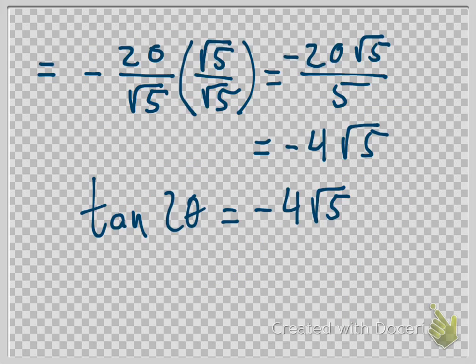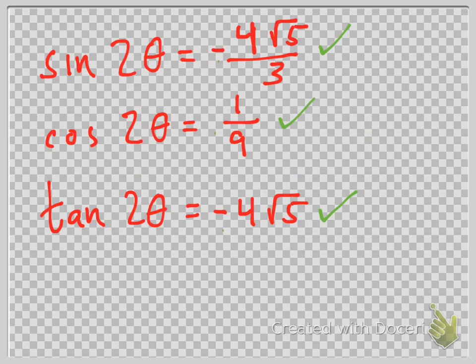So let's take a look at that. That's multiplying by root 5 over root 5, and that's easy to do. I get negative 20 root 5 over 5, which simplifies down to just negative 4 times root 5, and there's my answer there. Tangent of 2 theta equals negative 4 root 5. So just to sum everything up here, we've got sine of 2 theta was negative 4 root 5 over 9. Cosine of 2 theta was 1/9, and tangent of 2 theta is negative 4 root 5.